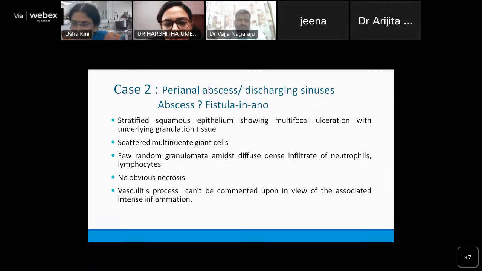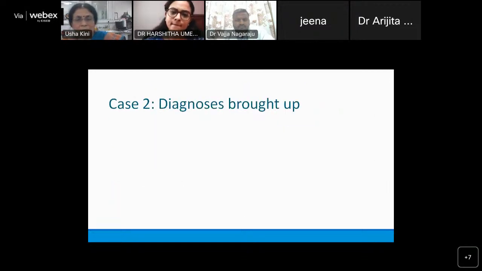So he was wondering whether it was vasculitis. But can we comment on vasculitis on this biopsy? Are we correct in commenting on vasculitis? It is not, because there's so much inflammation because of surface ulceration. We wouldn't be talking of a vasculitic process. So the AFP stain was negative, Harshita. Okay. Now, anything more you want to know from this?